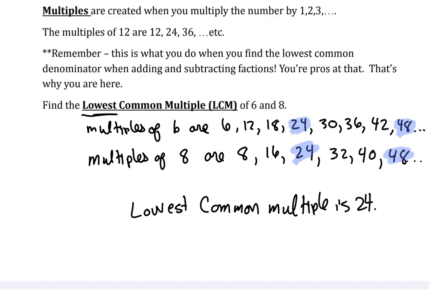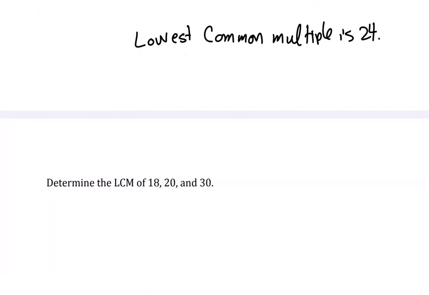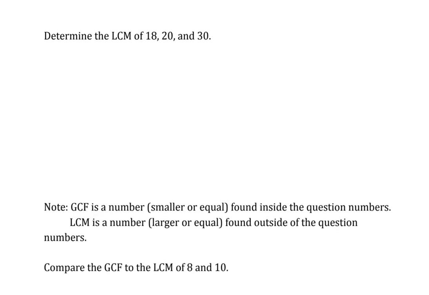So that's probably how you did it when you're adding and subtracting fractions. How can we use our prime factorization or our factor tree to help us find the lowest common multiples? So let's find the lowest common multiples. It looks a little different when we have three numbers and they're a little bit bigger.